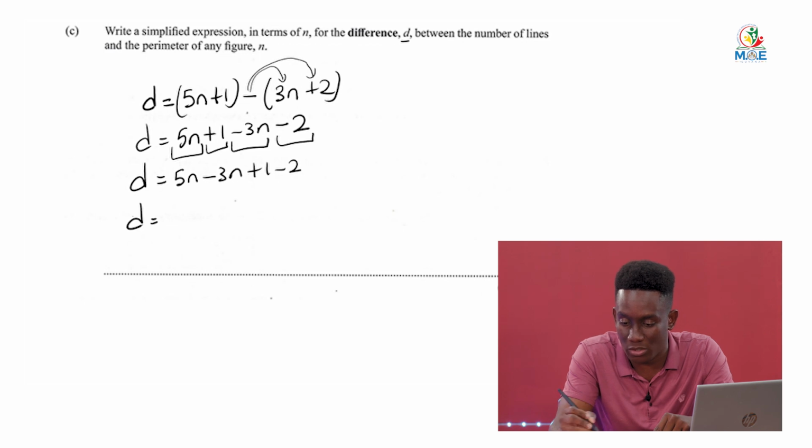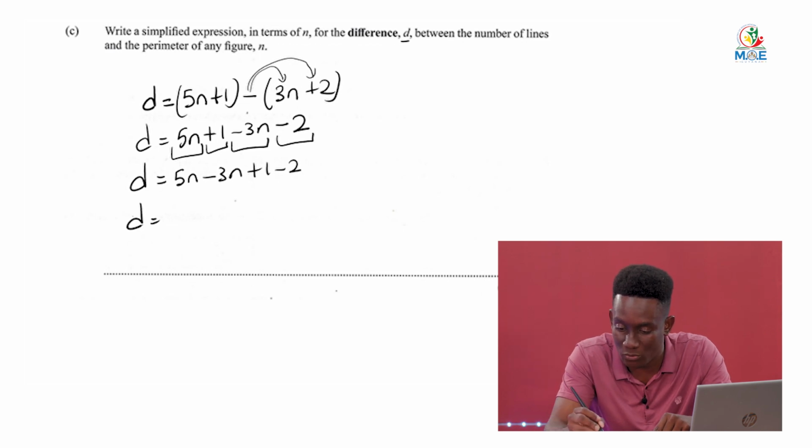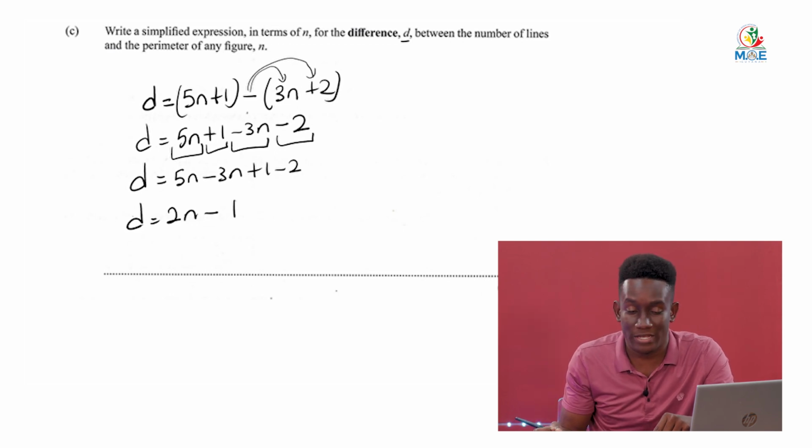So d would be equal to 5n subtract 3n would be 2n. 1 subtract 2 would be minus 1. So d is equal to 2n minus 1. And that is how you will get the 2 marks for this question.